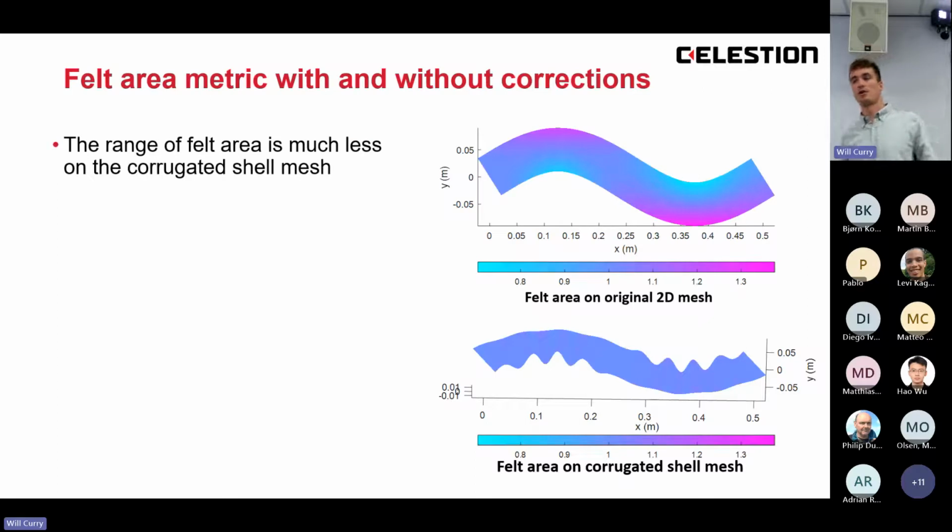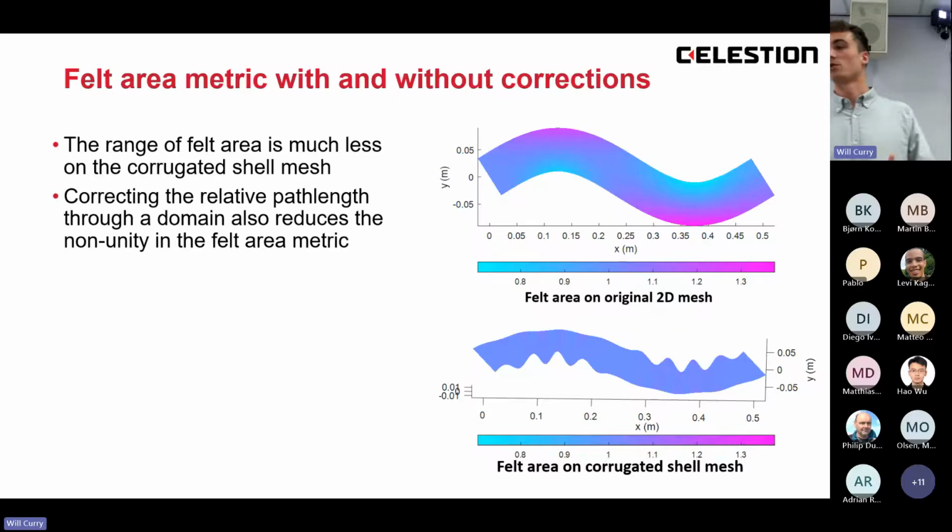The range in the felt area is much less on the corrugated shell mesh, and this shows that correcting the relative path length through the domain also reduces non-unity in the felt area metric. So this is just looking at the metrics.